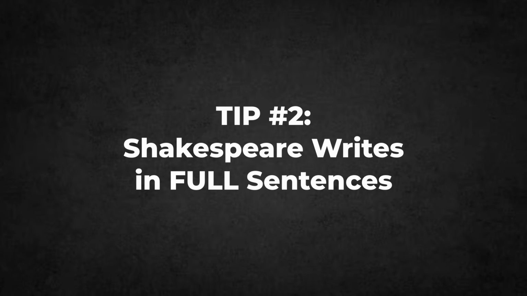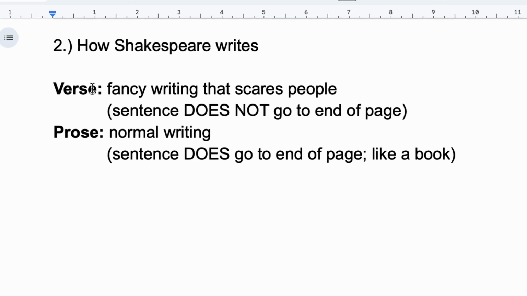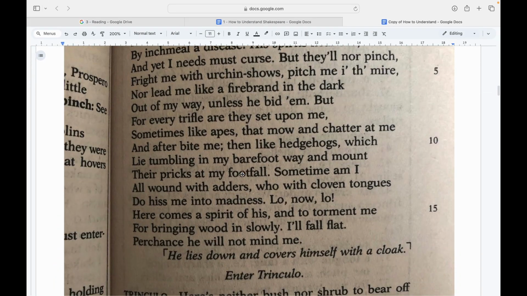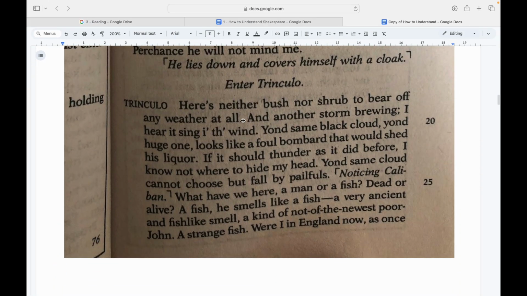This second strategy is going to prove that Shakespeare, yes, does in fact write in full sentences. Shocking, I know. And once you understand this, you're well on your way to understanding Shakespeare. He has 2 ways of writing, one being verse, which is fancy writing that scares people, and that means the sentence does not go to the end of the page. Or he writes in prose, which is normal writing where the sentence goes to the end of the page, like a book. If we take a look at this right here, we notice all these sentences go to the end of the page, looks like a paragraph.